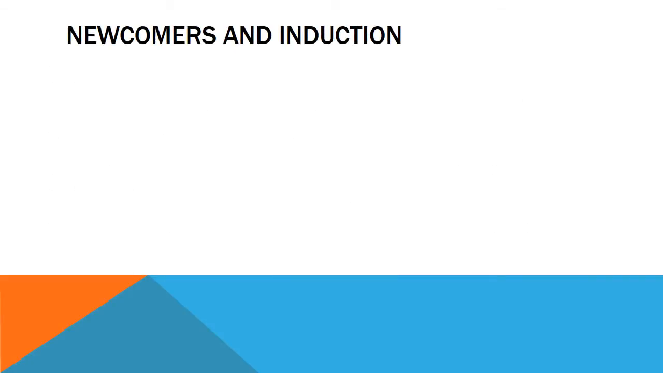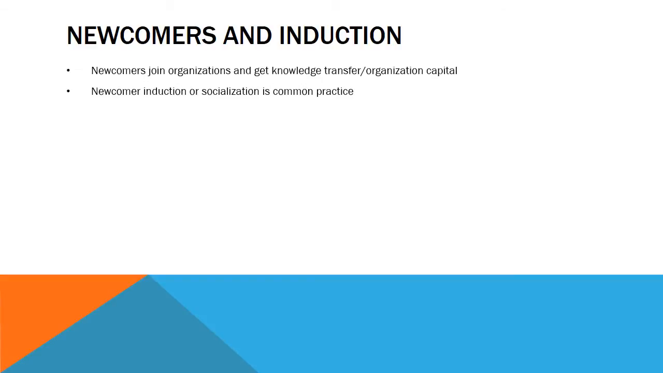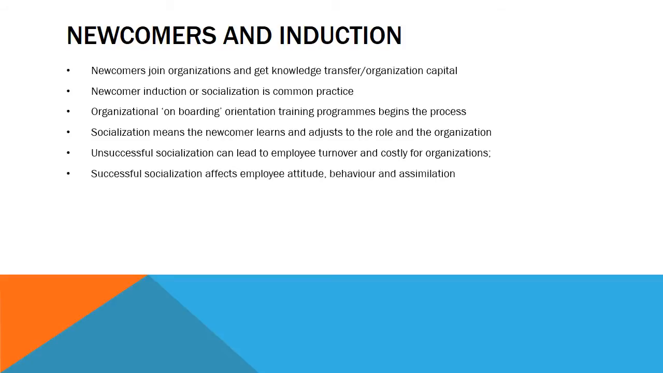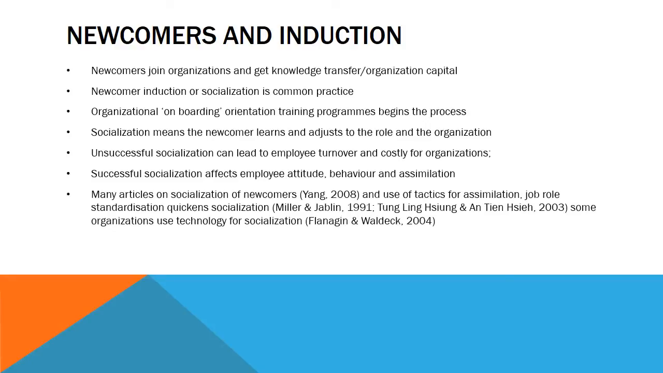Newcomers join organisations and get knowledge transfer and the organisational capital through induction. Newcomers get assimilated within organisations regardless of where they have come from and any previous learning. Induction is a common practice and basic training on the organisation takes place. Newcomers are supported to adjust to their role and the organisation. Why is this happening? Organisations do this in recognition that newcomers need to feel that they are fitting in, because if they don't, they will leave, and that is costly.